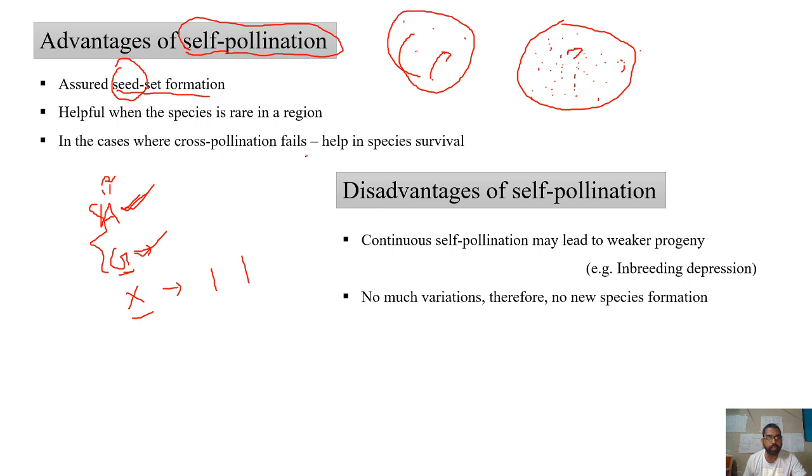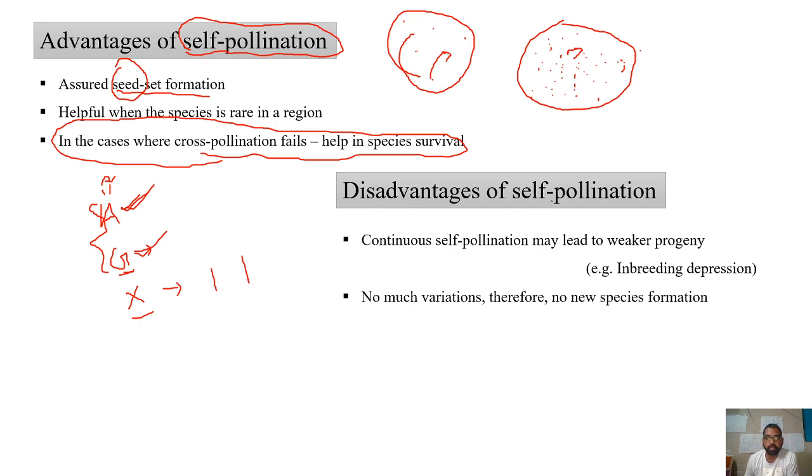Next, in the cases where cross-pollination fails, for example, the chances for cross-pollination to fail will be more, right? Therefore, self-pollination can help. As self-pollination need not depend on the pollinating agents, it will depend obviously, but in some cases it need not. Therefore, the self-pollination chances will be more when compared to cross-pollination.